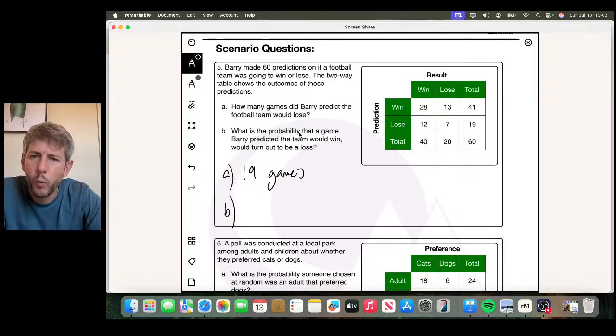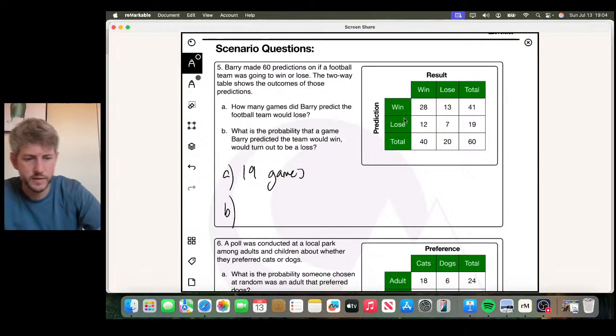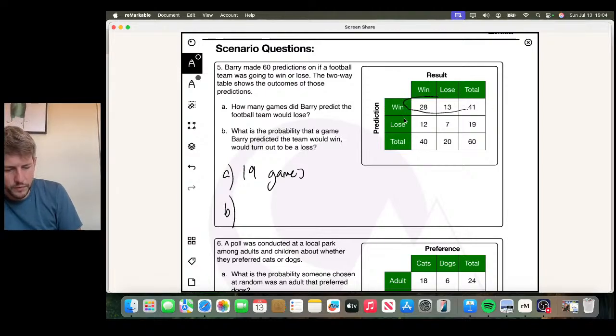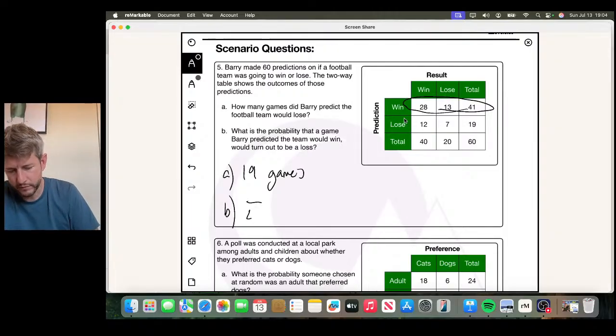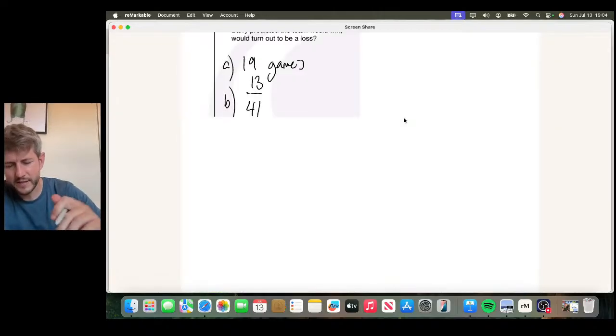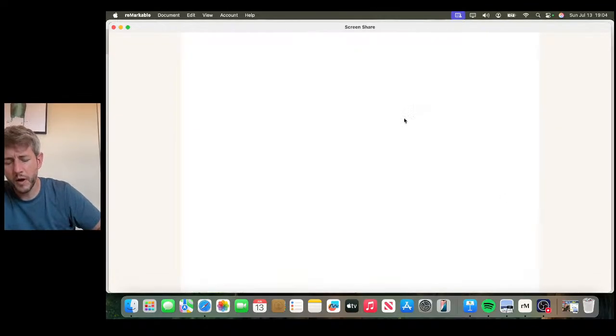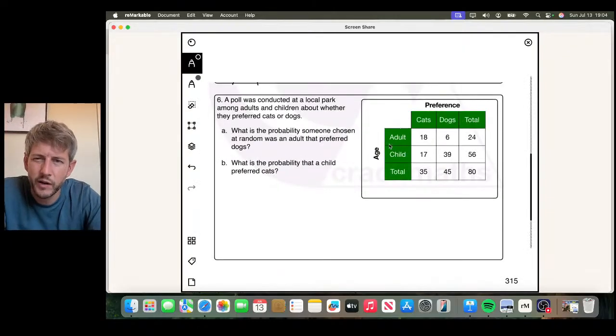B. What is the probability that a game Barry predicted the team would win would turn out to be a loss? Okay, so here's his predictions. He predicted all of these games were going to win. So there's 41 games he thought they were going to win. How many of them did they lose? 13. Okay. And let's do question 6 as well. We might as well just finish this round, because there's only 9 questions.